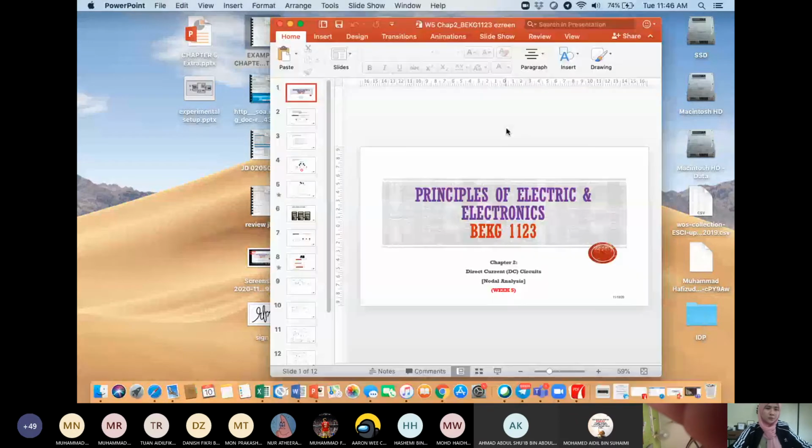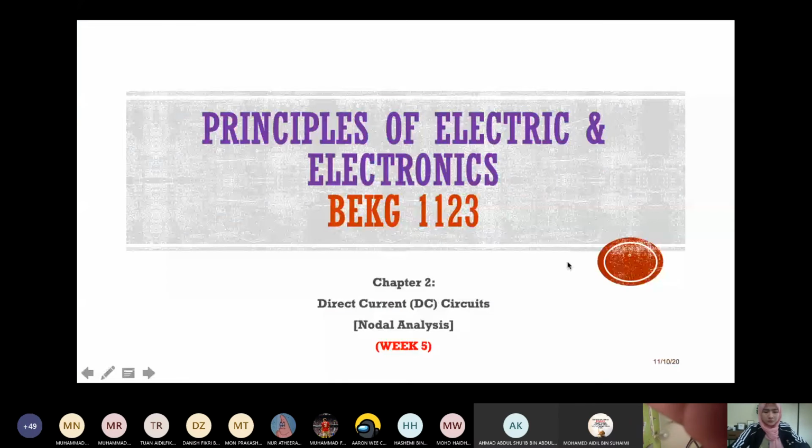This one, I've already uploaded this slide in the ULearn. So you go to week 5 and we have subchapter 2.14, which is the nodal analysis. Okay. Nodal analysis is actually similar to the ones that you have learned previously, the KCL and also the KVL. It is actually analysis that involves KCL. So I hope that you still remember your KCL, KVL.